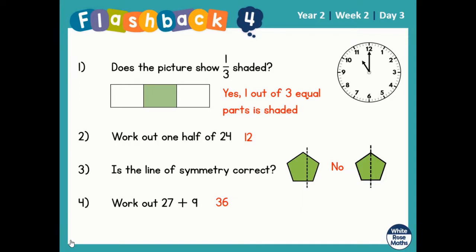Maybe you used a number line. I think a number line is a really good idea. Lots of ways you can do that. And then the clock, we had 10:15 and then we had 10:30. So I thought this one was going to be 11:15, but it's not. It's 11 o'clock.